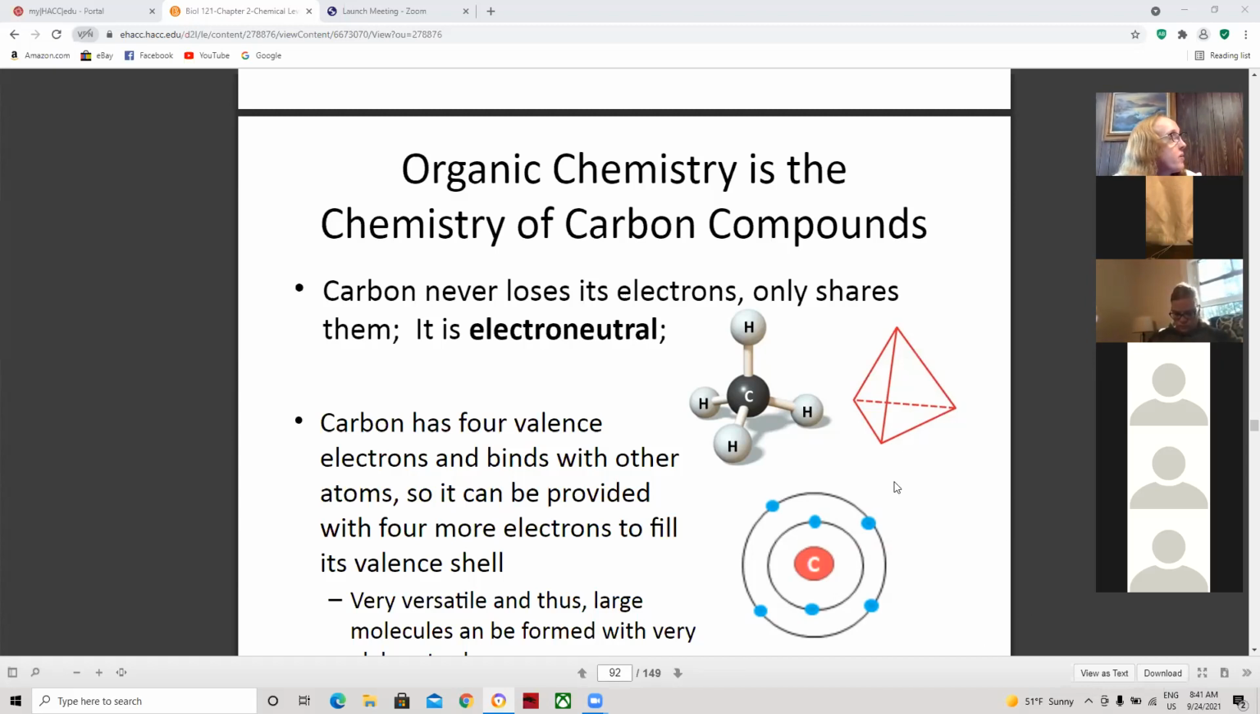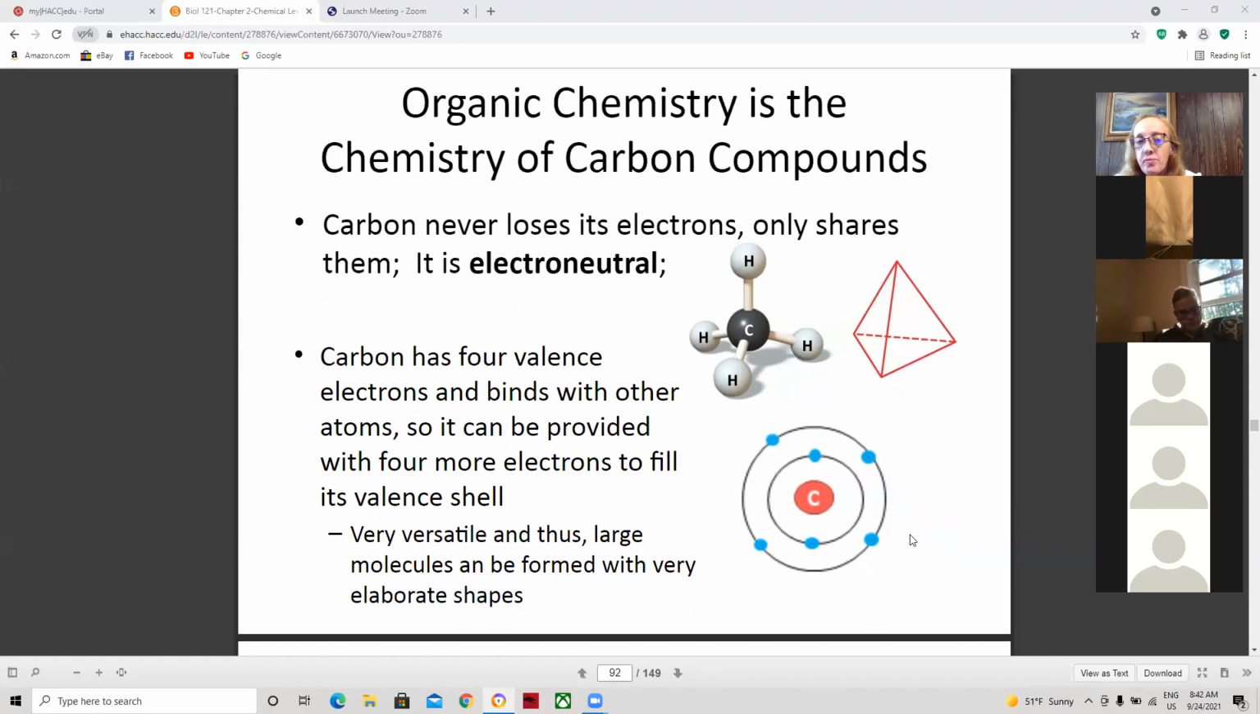Because I can't remember what's below it on the periodic table. But it also has 4 valence electrons. Everything in that group has 4 valence electrons. Whether they all do that, I don't know. But nevertheless, it never loses its electrons, it only shares them.